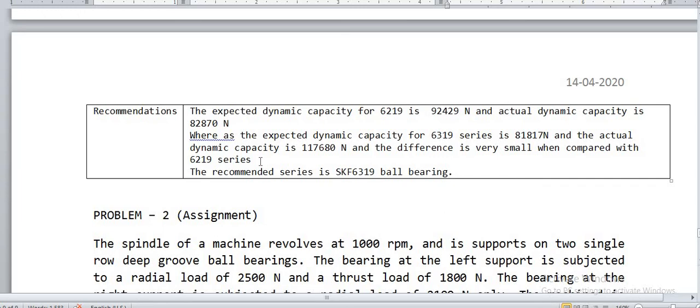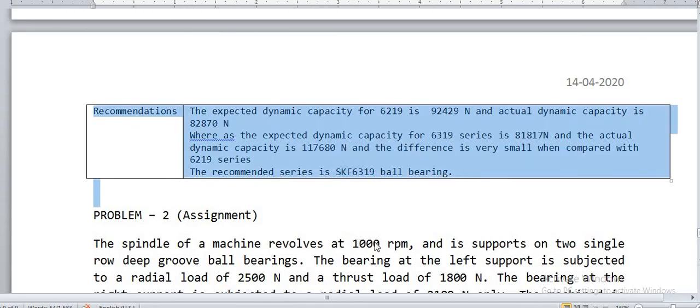And there is a thumb rule. The P value is normally considered within the range of 0.3% of the total capacity. A higher value is recommended because of noise and vibrations in the ball bearing. So the excess over the expected value has to be considered for the selection of the bearing. Therefore, the recommended ball bearing selected in this particular problem is the SKF 6319 ball bearing.